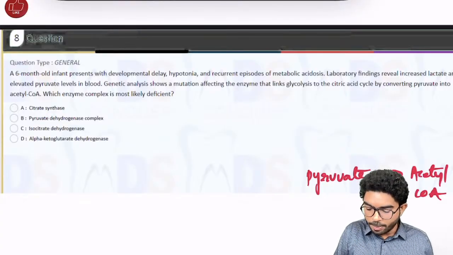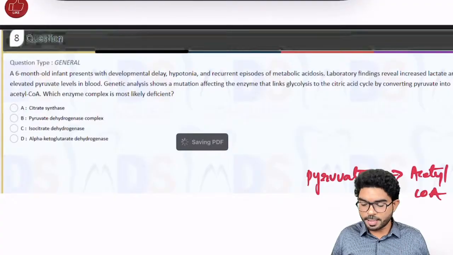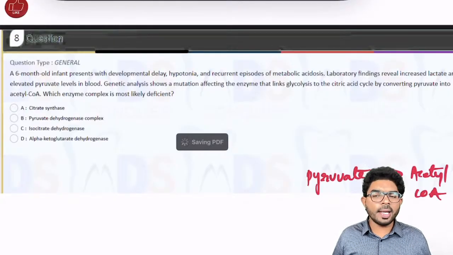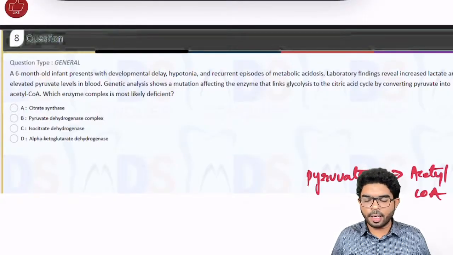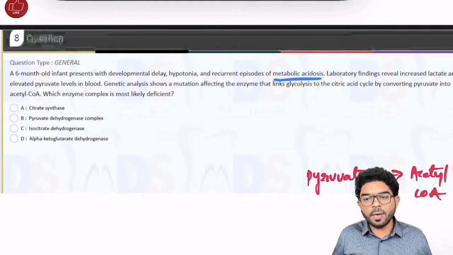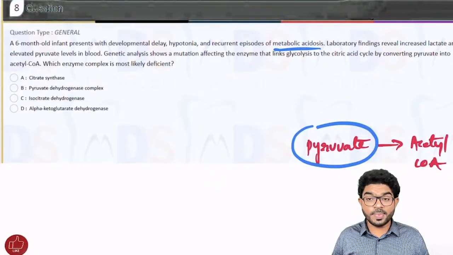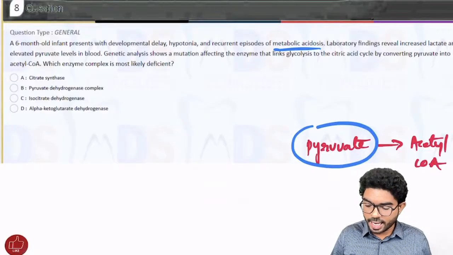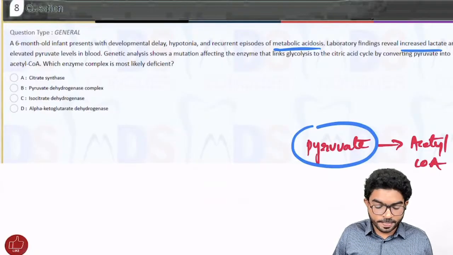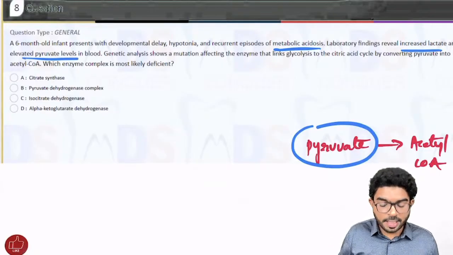episodes of metabolic acidosis. The keyword I want you to remember is metabolic acidosis. Metabolic acidosis is nothing but lactic acid getting accumulated, we know, right? So whenever you have oxygen, pyruvate will get formed. Whenever you don't have oxygen, in the absence of oxygen, that leads to formation of lactate, which is called lactic acid. So there is an increase in lactate and elevated pyruvate levels in the blood.